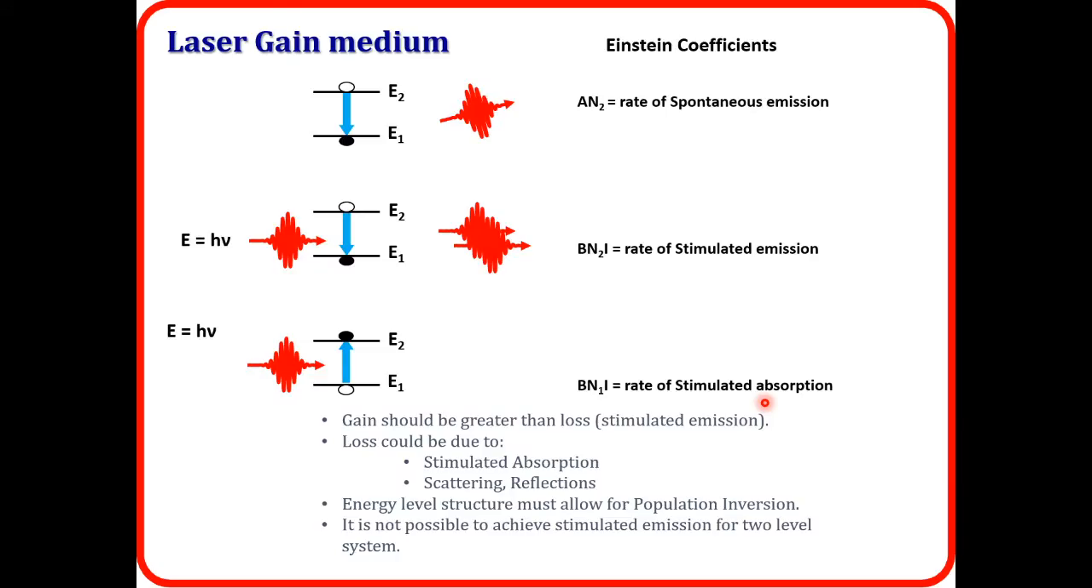In order to understand what's going on inside the laser, you need to understand what's happening inside the laser gain material. Inside the laser gain material, there are three processes going on. Number one is spontaneous emission. Number two is stimulated emission. And number three is stimulated absorption. In spontaneous emission, an electron de-excites from an excited state to the lower state, and you get a photon out of the system.